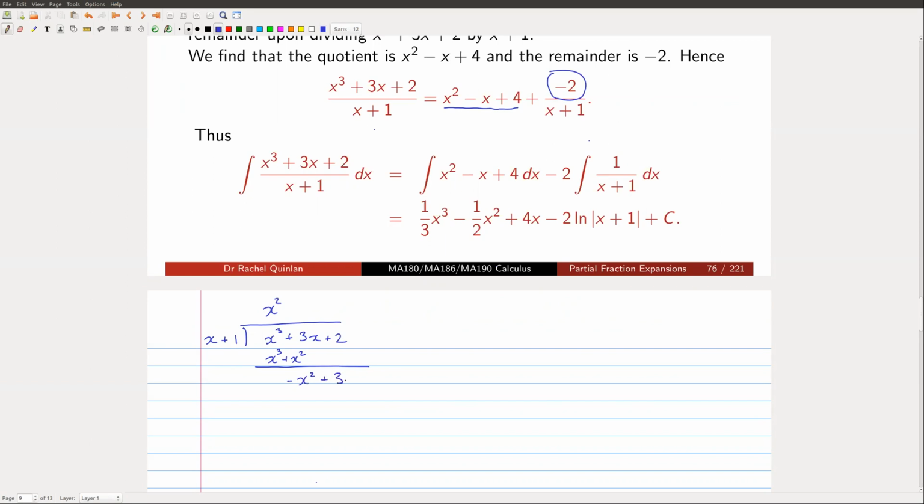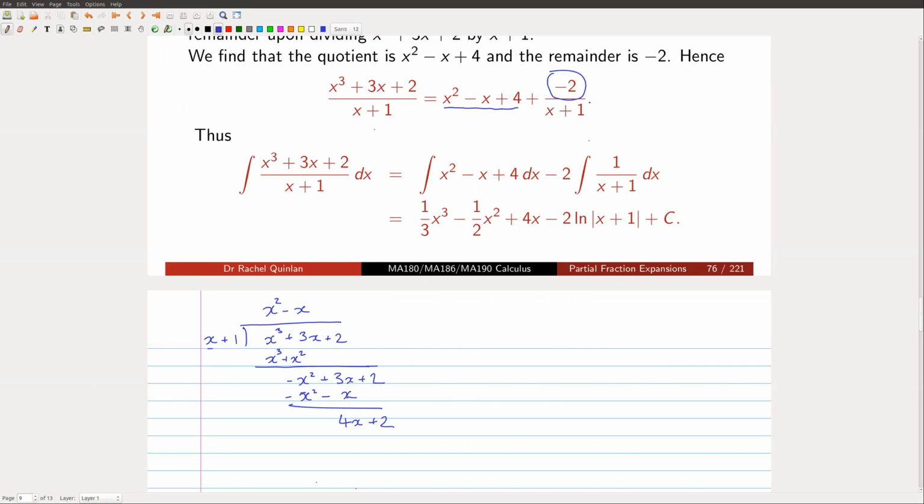plus 3x plus 2. So now we're dealing with something which is only quadratic instead of cubic, and that's an improvement. We now divide x into minus x squared, just looking at the leading terms. We get minus x when we do that. Multiply the minus x through x plus 1, we get minus x squared minus x. Subtract again. The minus x squareds cancel each other, and again, that's by design, not by accident. And then 3x minus minus x gives us 4x plus 2.